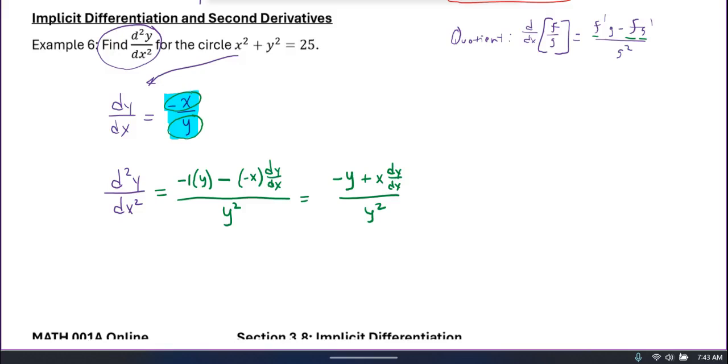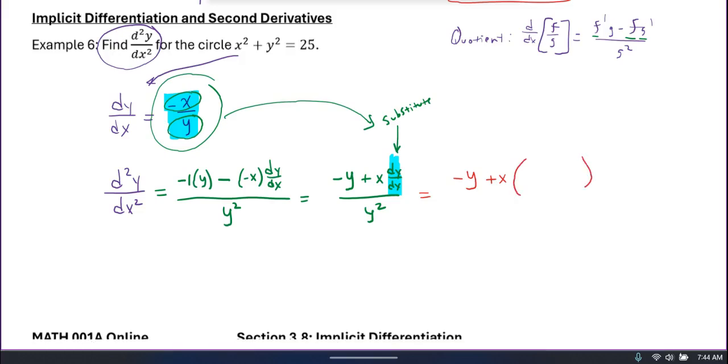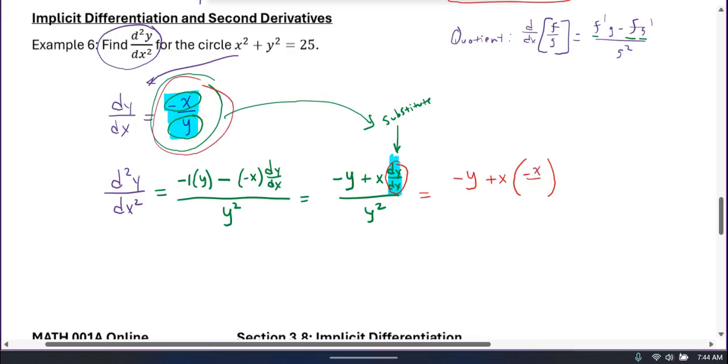Now, that's the second derivative, but you might notice that it looks funny because the second derivative has the first derivative buried in it. We probably don't want to do that. We want to substitute for that. You wouldn't want to say the second derivative equals blah, blah, blah plus the first derivative. You want it to be pretty explicit what it is. So what do we substitute? Well, we already know what the first derivative is, so that's what we're going to substitute in. We're just going to rewrite this as negative y plus x times the dy/dx, which we already found to be negative x over y, all over y squared. And there you go, we have it.